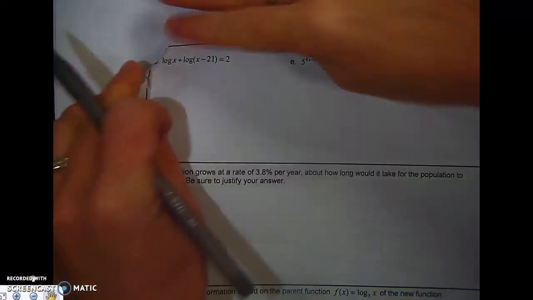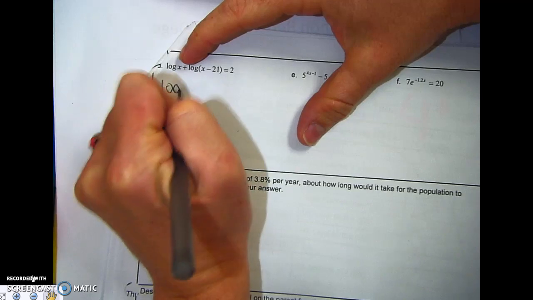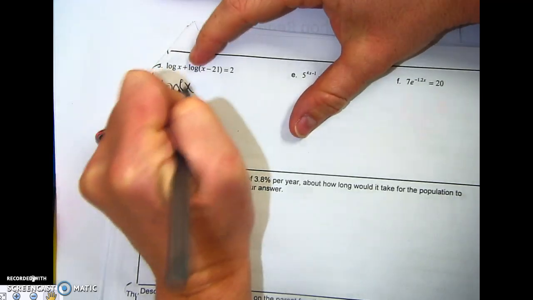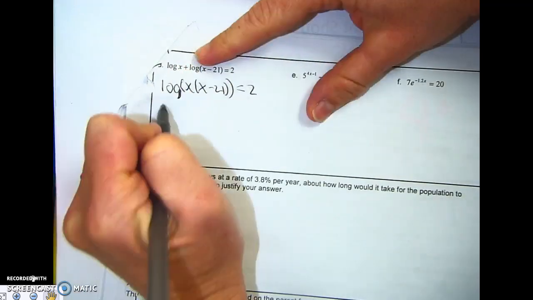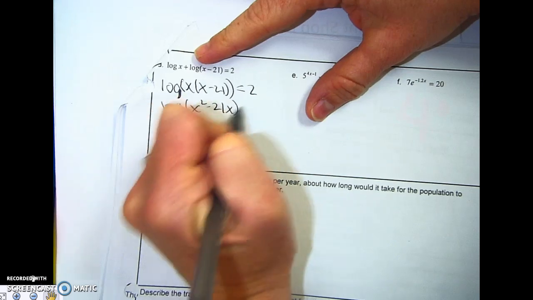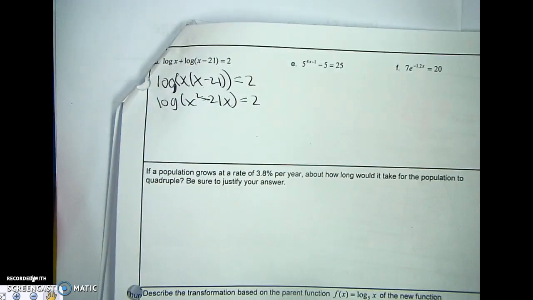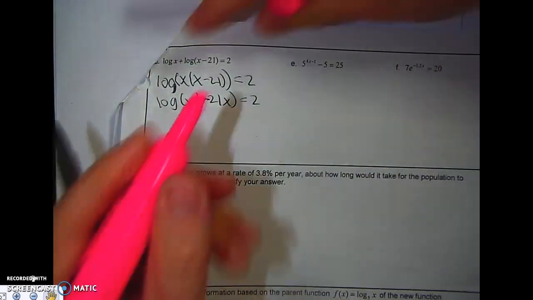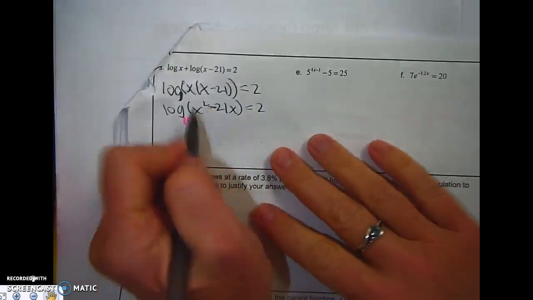So we're going to continue with solving logs. So remember, when we add, it really means multiply. So x times x minus 21 equals 2. Let me distribute. Now, whenever we have one log, the goal is to change it to exponential. So since there isn't a base, it's base 10. And now, exponential.